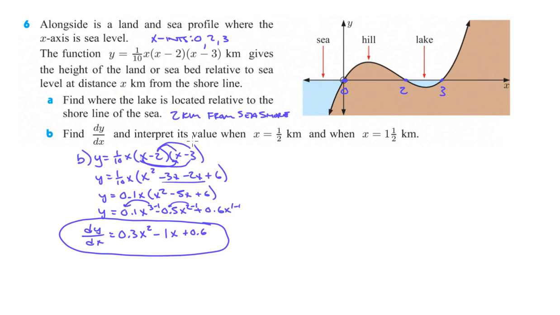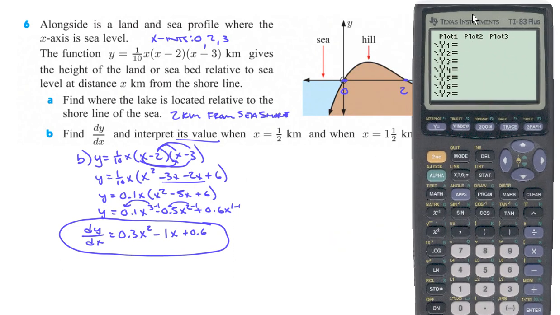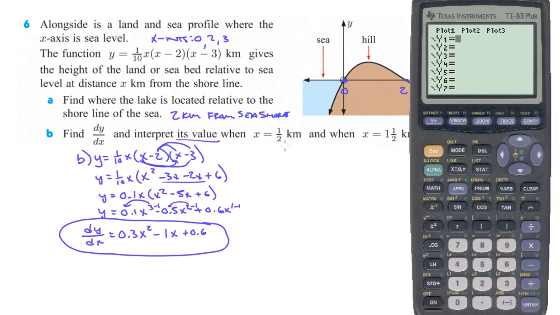And now interpret its value when x equals 1/2 and x equals 1.5. So when they're saying interpret its value, we have to assume that they mean the value of dy over dx. So basically we're going to plug the 1/2 into this and see what we get. This would be a good opportunity on our graphing calculator: we can put this equation in, and then we can come up with both of these calculations instead of having to re-enter it twice.